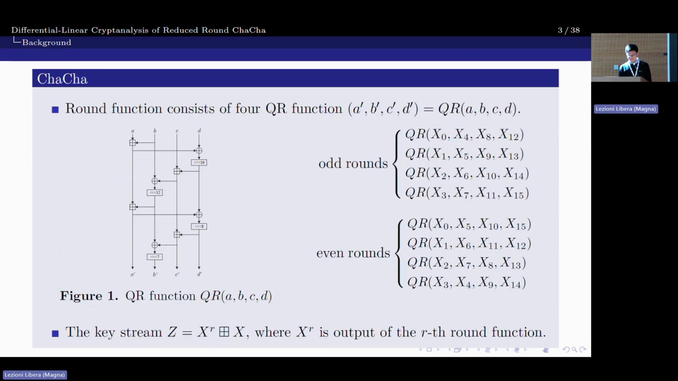The round function of ChaCha consists of 4 QR functions. The QR function is as in Figure 1. For odd rounds, the QR function is applied to each column. For even rounds, the QR function is applied to each diagonal. The key stream Z is the sum of the input X and the output of the R-round function.